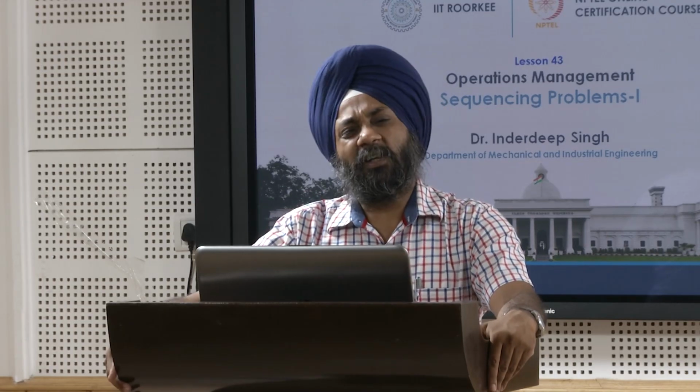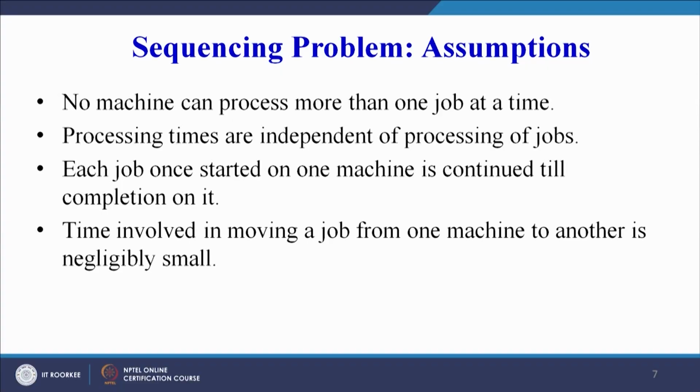Now the next stage of problems is a sequencing problem where we can have different number of machines, different number of jobs. So no machine can process more than one job at a time. This is assumption of our sequencing problem. Processing times are independent of processing of jobs. Each job once started on one machine is continued till completion on that machine. We cannot change, we cannot stop the process in between.